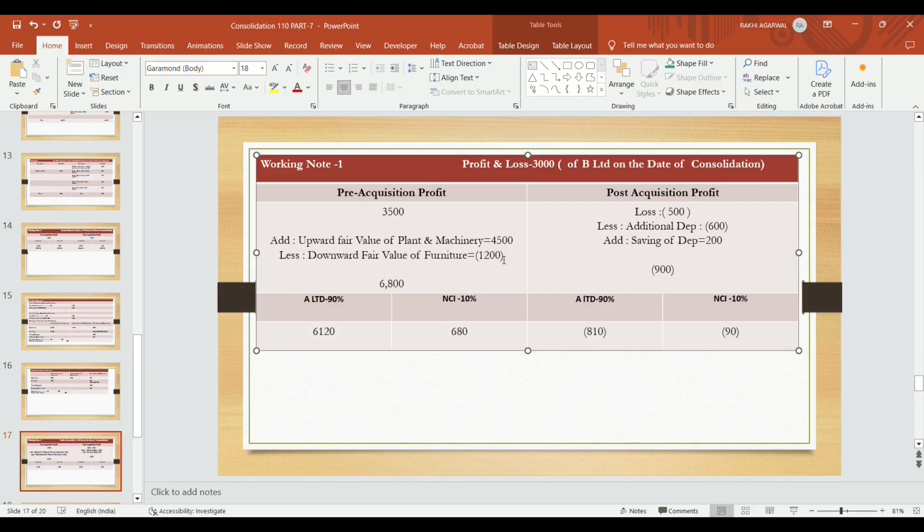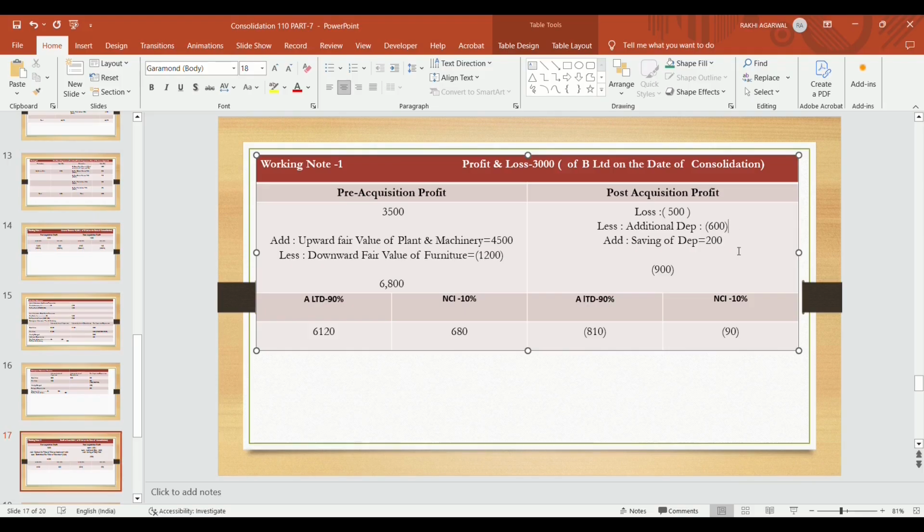Now the upward fair value of plant and machinery, which is adjusted with pre-profits, is 4,500. The downward transaction of furniture becomes 1,200. So 3,500 plus 4,500 minus 1,200 becomes 6,800. Now for post profit, there is a loss of 500, less additional depreciation as we have calculated, 600, and there is a reversal of depreciation on furniture, which becomes 200.